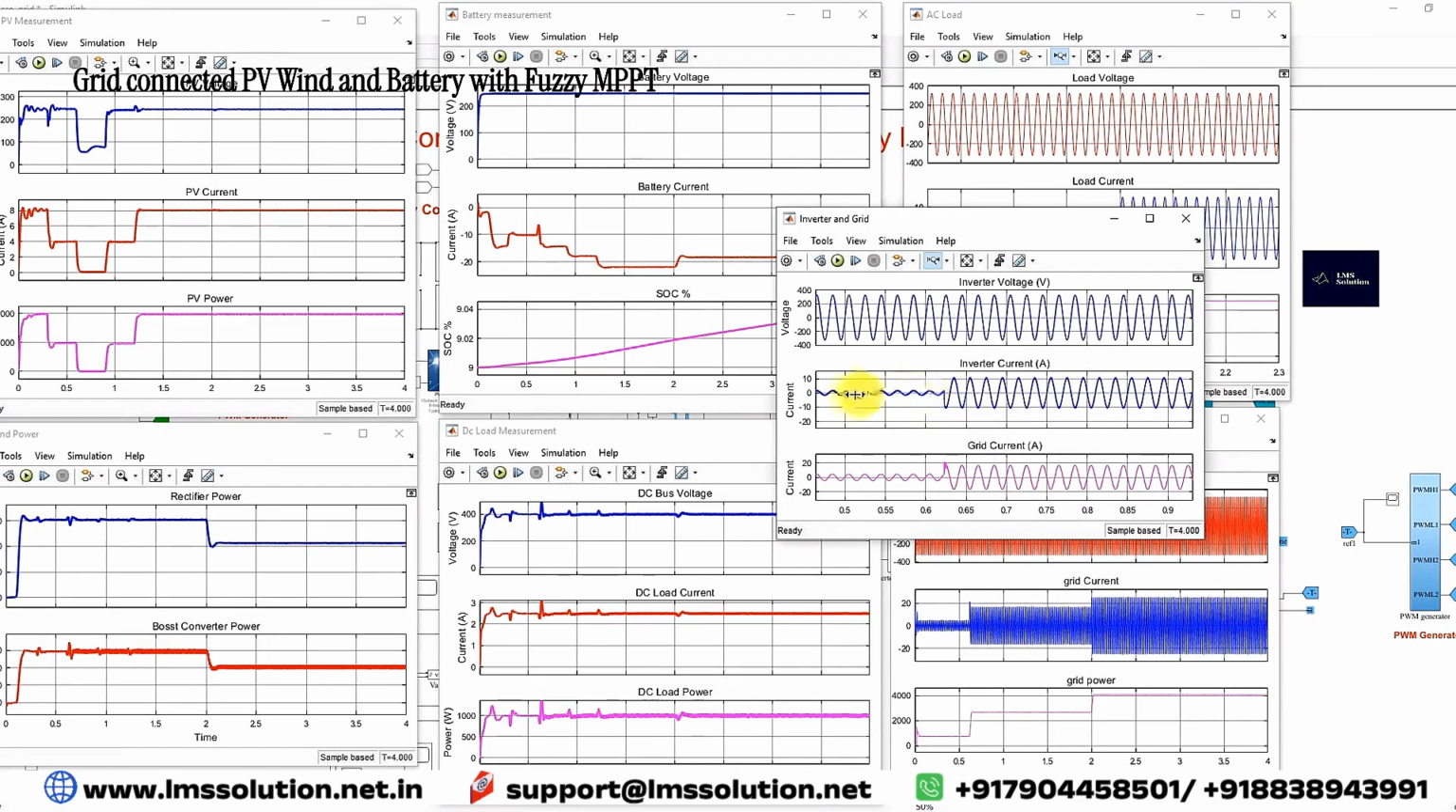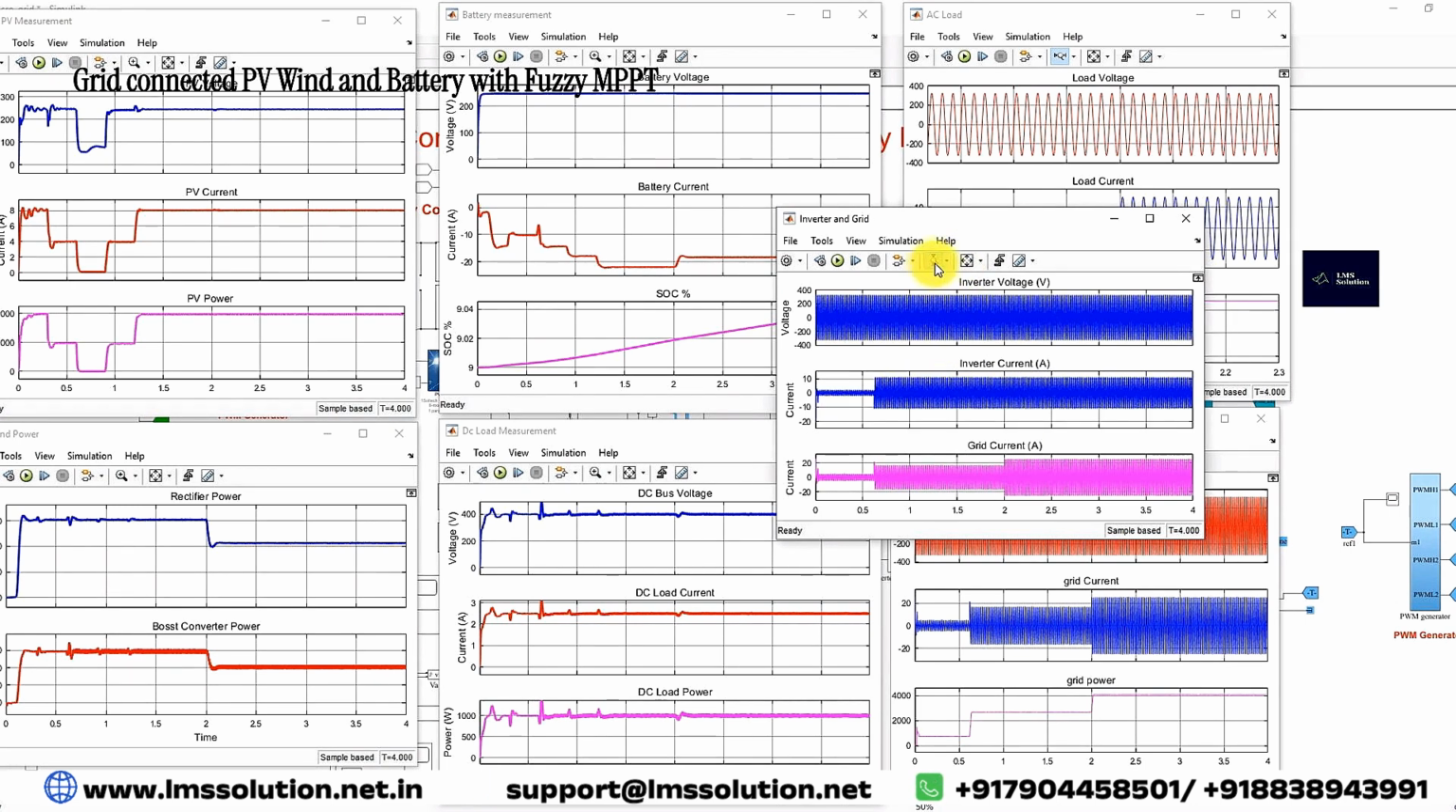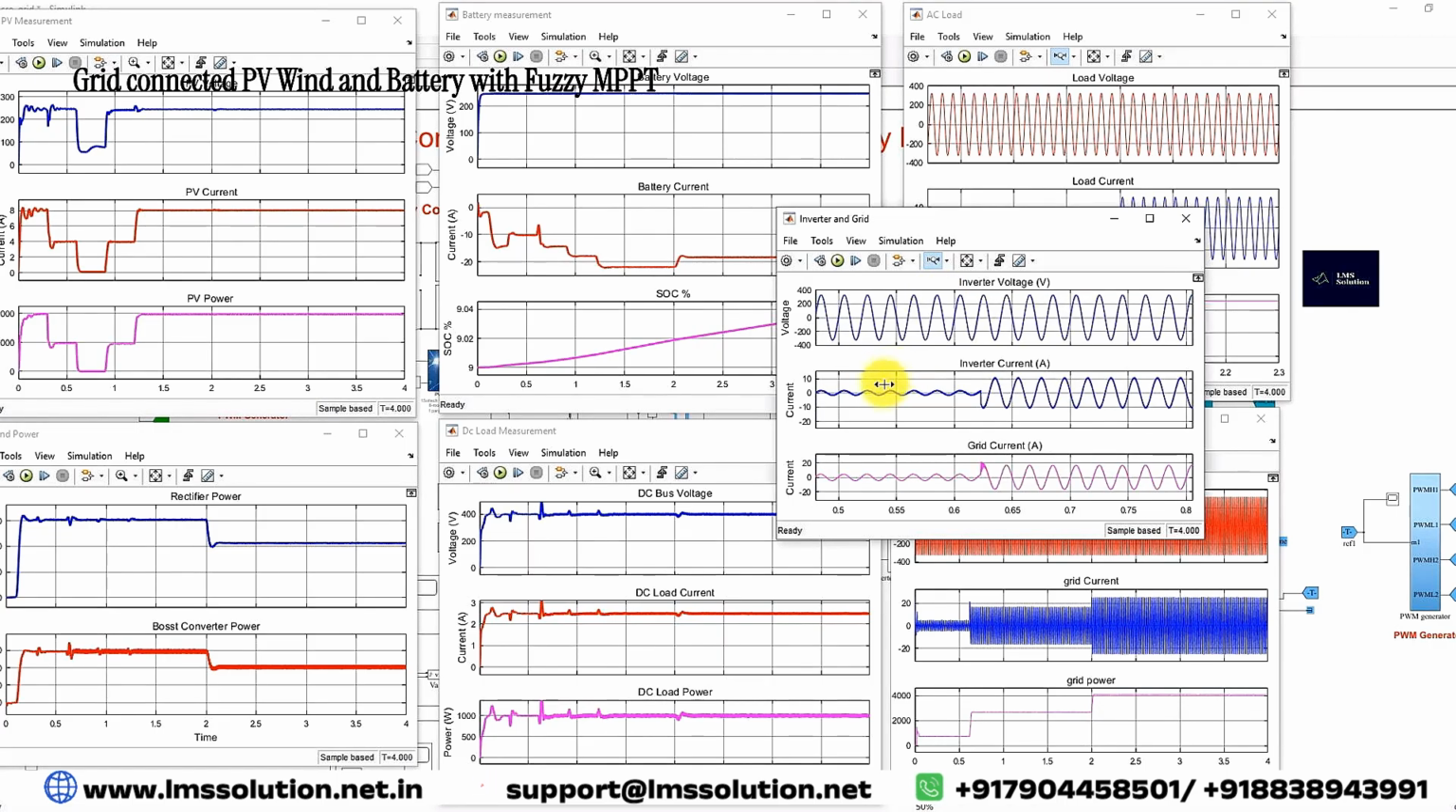Here you can see that from 0 to 0.6 seconds, the inverter voltage and inverter current are both in phase. After 0.6 seconds, what happened? When the condition changes, we are getting power from the grid, so the inverter voltage and inverter current are opposite to each other. What's the meaning? We are getting power from the grid. When the inverter voltage and inverter current are in phase, then solar PV, wind and battery are supplying power to the grid. When they are out of phase, then we are getting power from the grid to this system.